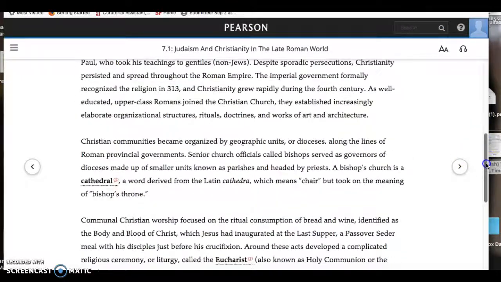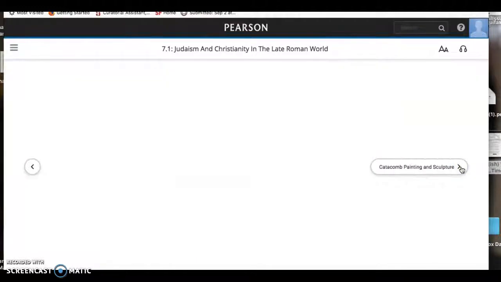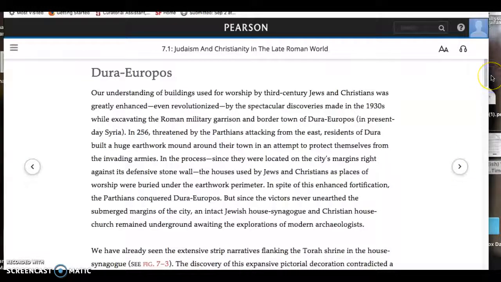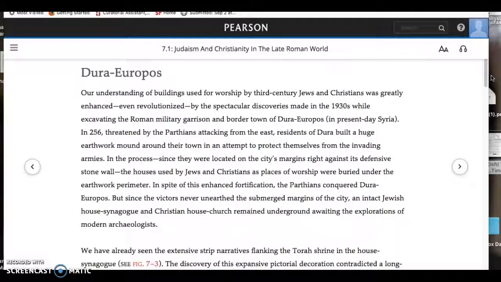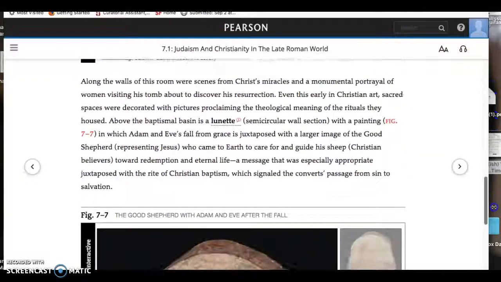So understand as you move through these pages that you're taking in a lot of information. You're trying to take in enough information to feel like you have a clear picture of Judaism, enough to have a clear picture of Christianity. And then you're looking at the expression of those belief systems at specific art historical sites. Dura Europos in Syria is one of the most important.